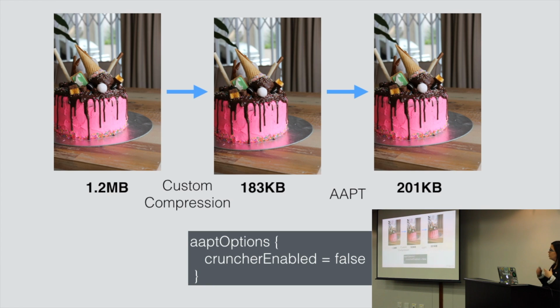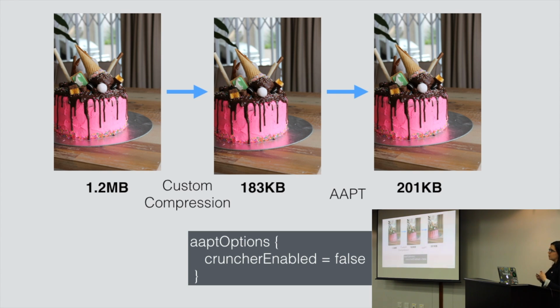So if you start doing this kind of optimization by yourself, you'll see this is an image that I took of a cake I made. The first size of the image that I had was 1.2 megabytes big, right? And then after doing some custom compression, this file got down to 183 kilobytes. But then after running it through Android's build process and the output of the APK that contained it, this file size actually increased to 201 kilobytes.